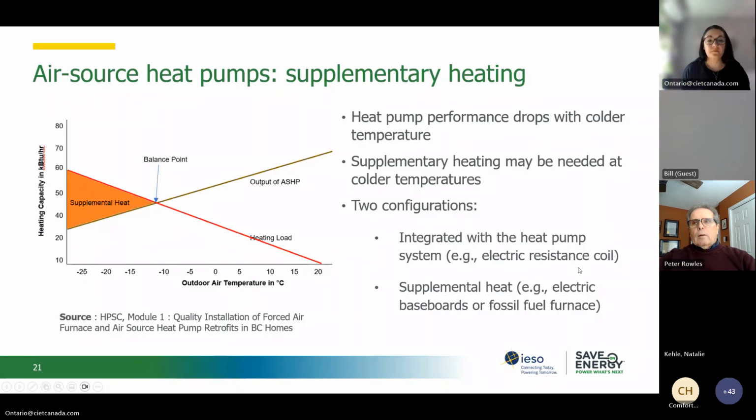I'd like to talk about the concept of a balance point, and the balance point is used to determine the amount of supplementary heating that may be required.